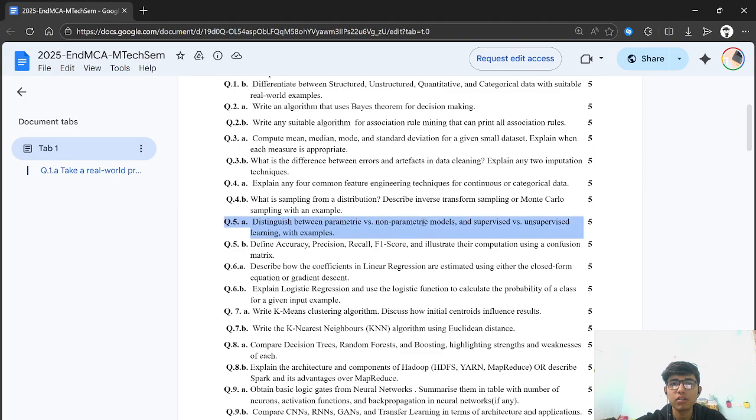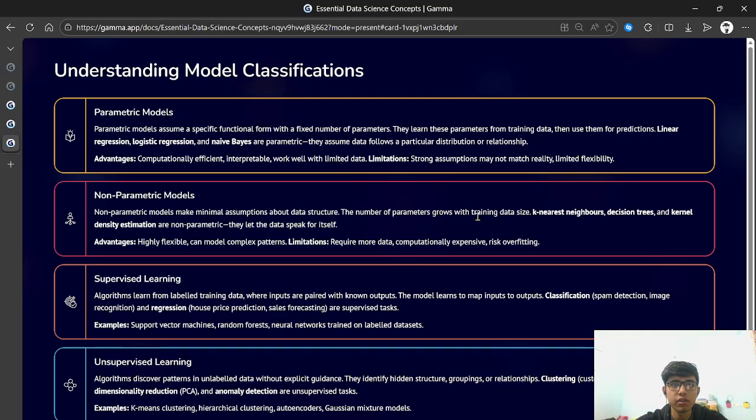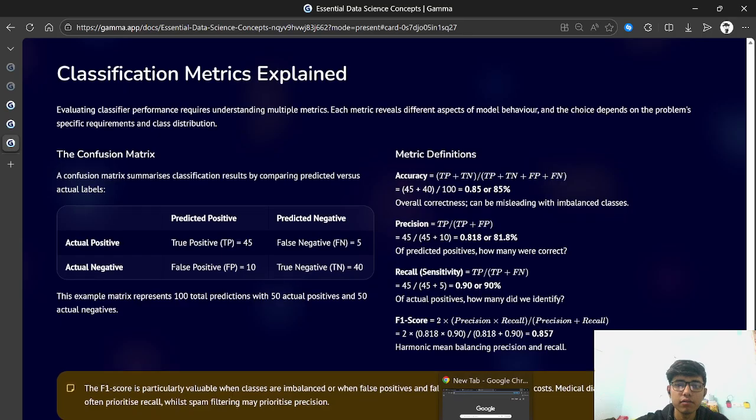So let's solve the next subpart. Define accuracy, precision, recall, F1 score, and illustrate their computation using a confusion matrix. Again, this is a simple question. We can start by discussing how we evaluate classification models. When evaluating classification models, we rely on some metrics derived from the confusion matrix.